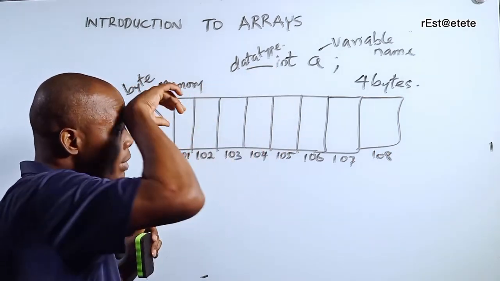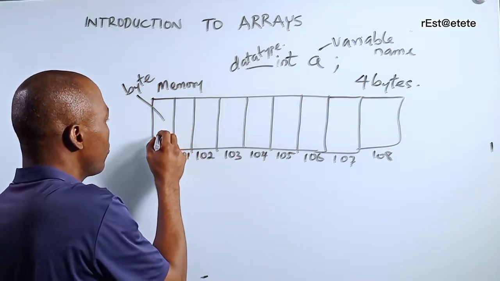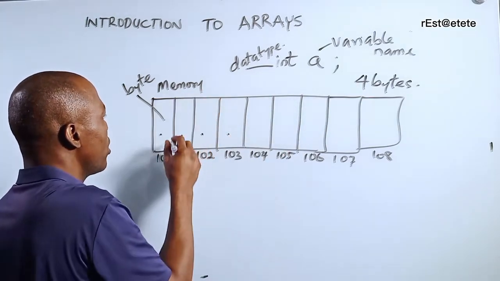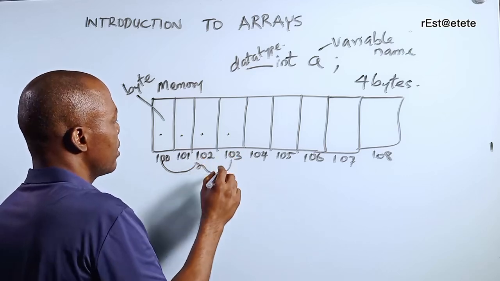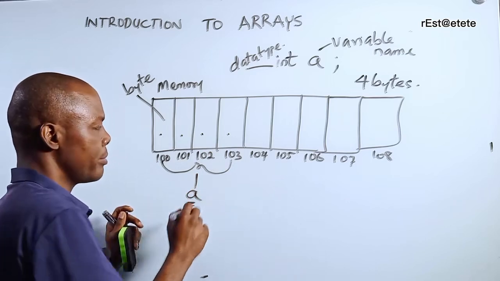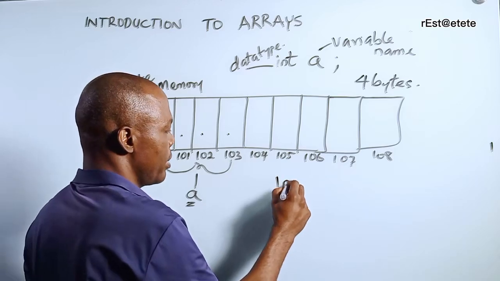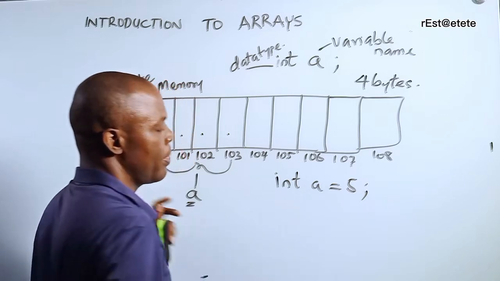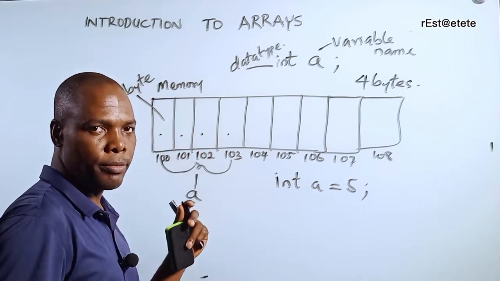Now I declare a variable int a, and it's 4 bytes. So it's going to allocate these 4 bytes for a. So all of these 4 bytes will be allocated to a. Now, if I assign a value to this a, that is int a and I assign 5 to it, how am I going to store this 5 in this memory?